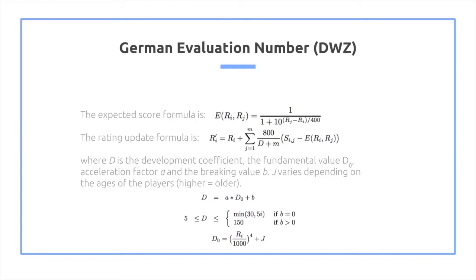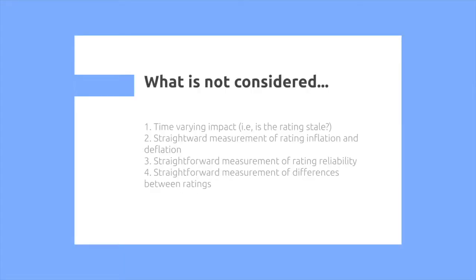The expected score formula is the exact same, but the rating update formula is different because it includes a developmental coefficient, a fundamental value D_0, an acceleration factor A, and also a braking factor B. We also have J, which depends on the age of the rating. This is a more complicated and evolved algorithm, but it may produce more accurate results and it has more parameters than the simple Elo algorithm. We don't actually consider all things in this.